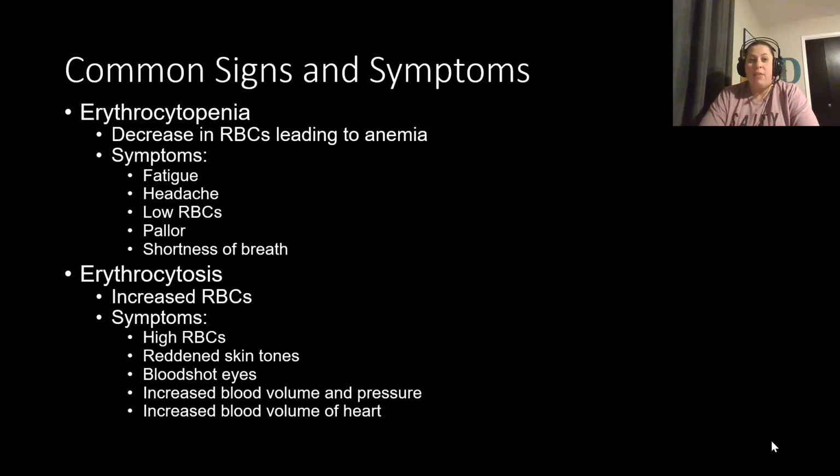On the other hand, we can have erythrocytosis. Anytime we see cytosis on the end, this is an increased number. So erythrocytosis is an increased number of red blood cells. Symptoms here are a high red blood cell count, reddening of the skin, so the skin will have more of a red tone, bloodshot eyes, increased blood volume, which also increases blood pressure, and increased blood volume in the heart itself, which could cause the heart to overwork. So this is erythrocytosis.